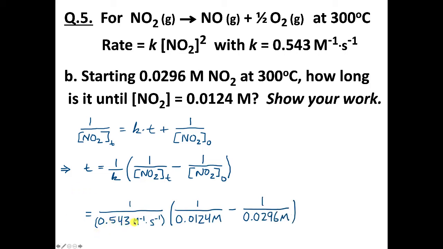k is 0.543 per molar per second, and it's 1 over that. 1 over 0.0124 is the at time t concentration. Notice this is not the initial, this is the final concentration. And then minus 1 over 0.0296 molar, that was the initial concentration. The molarities are both in the denominator here, so that's per molarity. Those will cancel with the 1 over per molarity, and that'll leave us with seconds for our units. Plugging in the values, you get 86.3 seconds for the time that has elapsed for the concentration to change to that value.